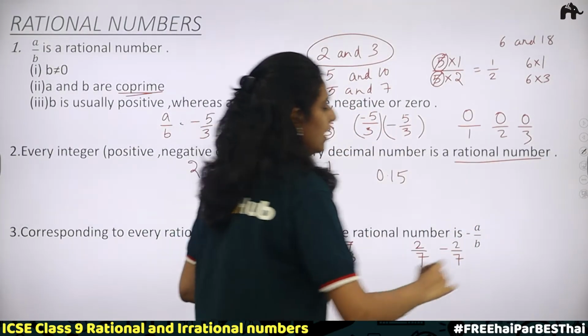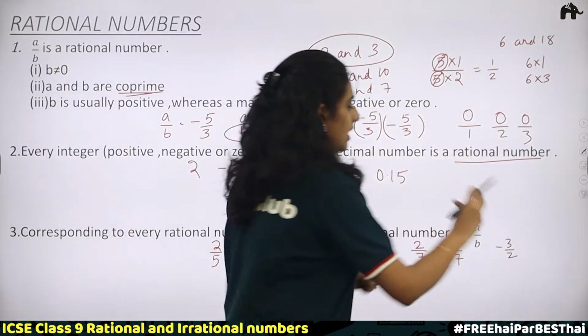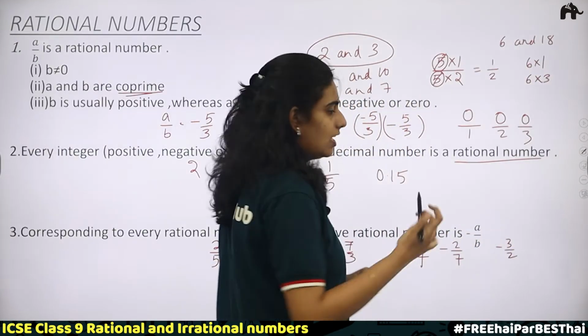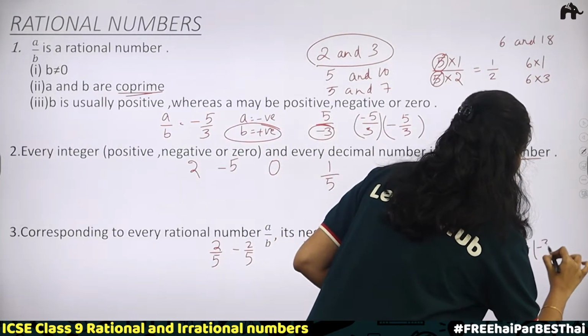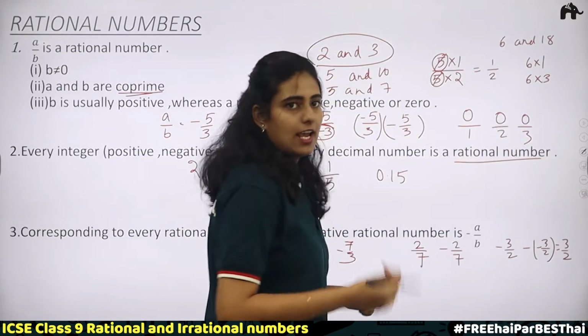If minus 3 by 2 is a negative number, negative of a negative number will be positive. If minus 3 by 2 is a rational number, negative of negative 3 by 2, which is 3 by 2, is also a rational number.